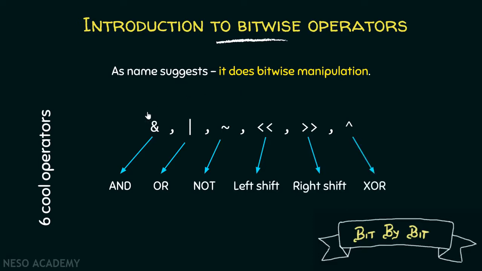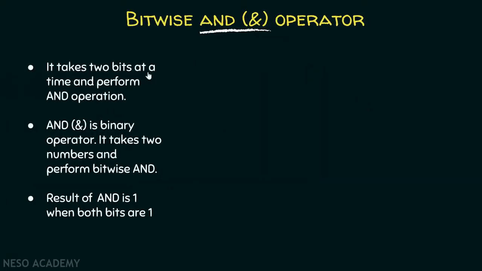Now let's try to understand what is bitwise AND operator. It takes 2 bits at a time and performs AND operation. AND is a binary operator. First of all, please note down this point. It is a binary operator, which means it requires 2 operands. It takes 2 numbers and performs bitwise AND. Result of AND is 1 when both bits are 1. And this is also one important point to note. We know this thing already, that the result of AND is 1 when both bits are 1.